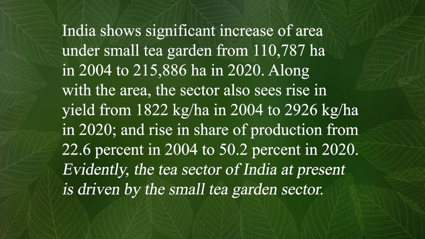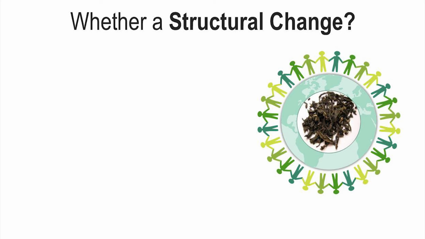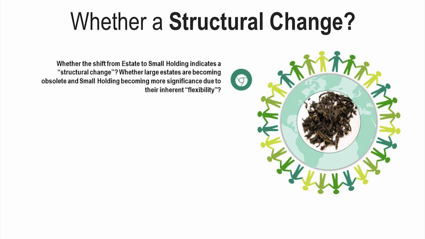So that's the role of the small growing tea sector at present. Now, does the shift from the estate to the small growing tea sector present a case for structural change? That is, whether the Indian tea sector is having a structural change in terms of shifting the focus from the big estate sector to the small holding sector. So, we have a lot of questions coming up. Why is it happening?